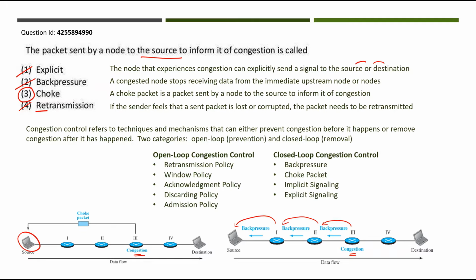What about this retransmission policy? We will see only about this because it is given in the option. If the sender feels that a sent packet is lost or corrupted, the packet needs to be retransmitted. Retransmitting the packet thinking that it is lost or corrupted. So regarding the other policies that are present here, implicit signaling, window, acknowledgement, discarding, admission, you can go through the reference book and understand them. For this video, I have just stopped with the options.